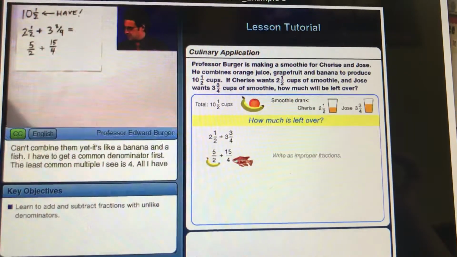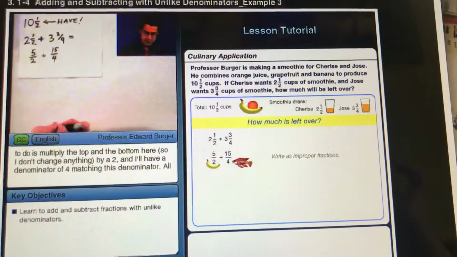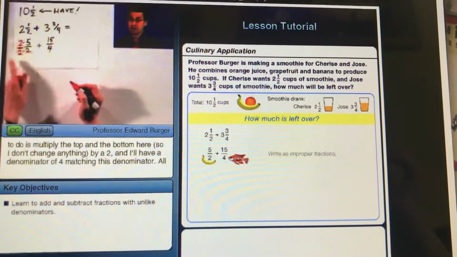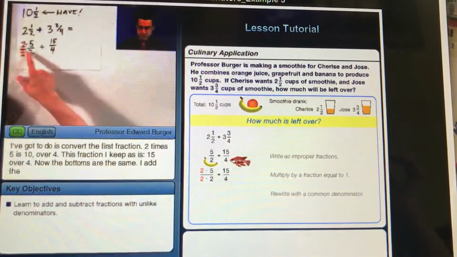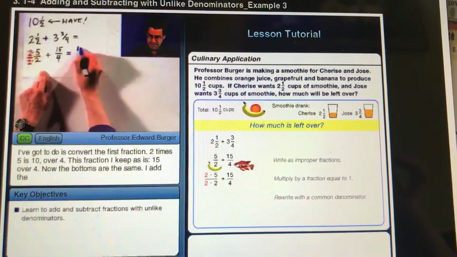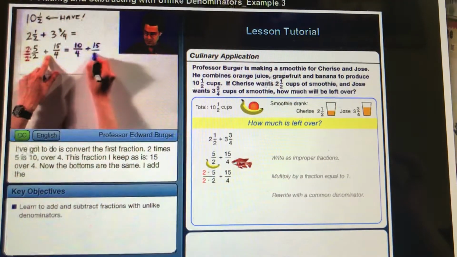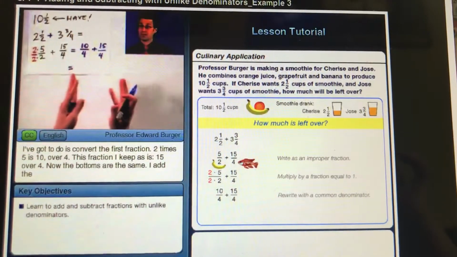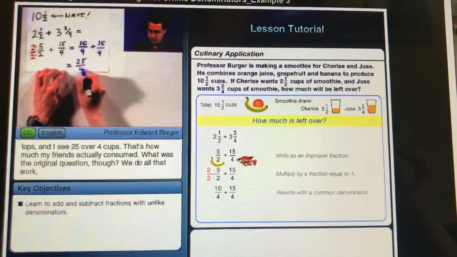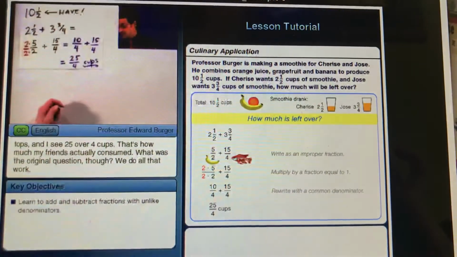But now the least common multiple I see is 4. Because all I have to do is multiply the top and the bottom here, so I don't change anything, by a 2, and I'll have a denominator of 4 matching this denominator. So all I've got to do is convert the first fraction. 2 times 5 is 10/4. And then this fraction I keep as is, 15/4. And now the bottoms are the same. There's no fish, so I can just add the tops, and I see 25/4 cups. That's how much my friends actually consumed.